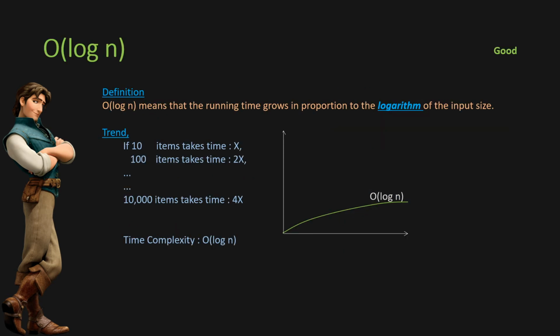Now let's see about O(log n). O(log n) means that the running time grows in proportion to the logarithm of the input size. That is, consider the below trend. If 10 items take time x, 100 items take time 2x, then 10,000 items take time 4x. Such a trend has a logarithmic complexity O(log n).